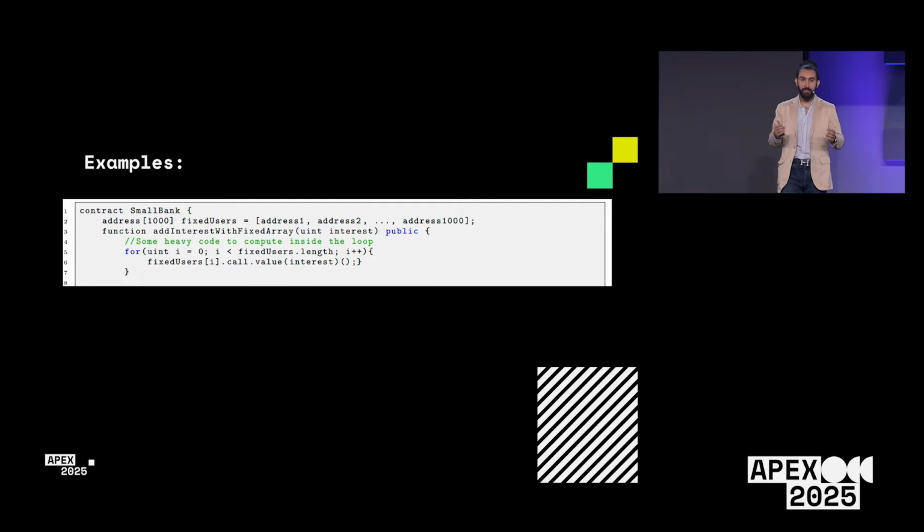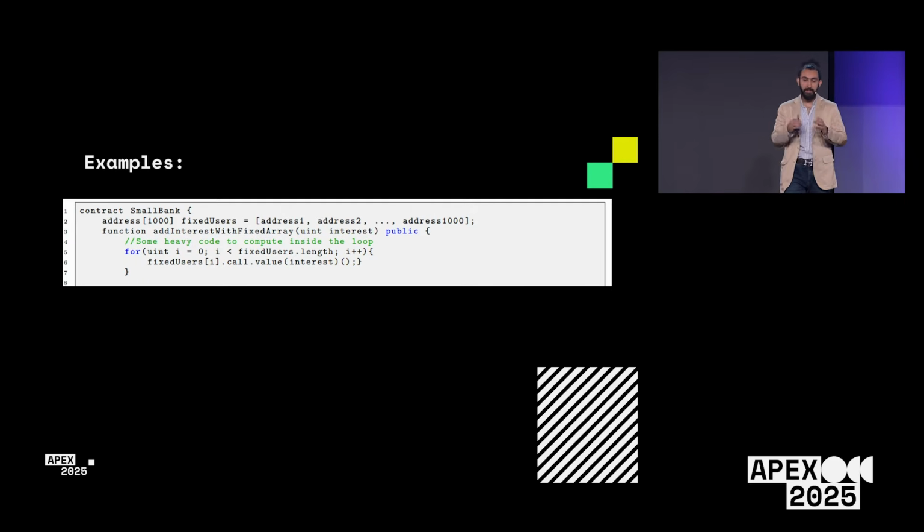Let's say at the end of each month, the owner of the bank calls the function add interest. There is a loop that traverses through the entries of that array, and based on that, all the users of that bank get some funds. So here the issue is each iteration of that loop consumes a certain amount of gas, and the more iterations we perform, the more gas we're going to consume.